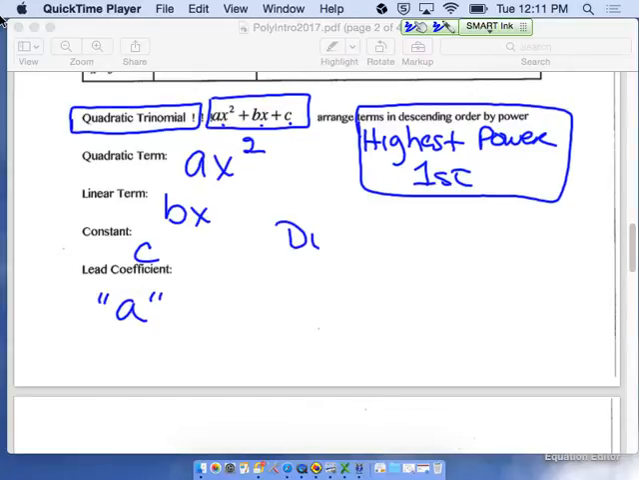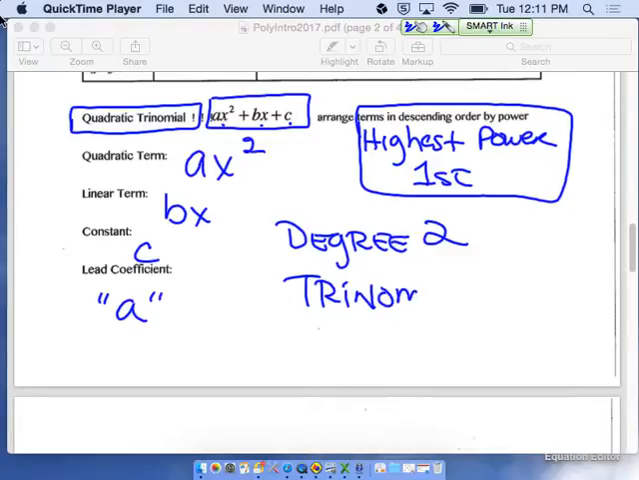So this is a degree 2, and we call degree 2 polynomials quadratics. This is a degree 2 trinomial. All like terms have been combined. The highest power is 2, and there are 3 distinct terms. So it's important that all like terms are combined before you name the polynomial.